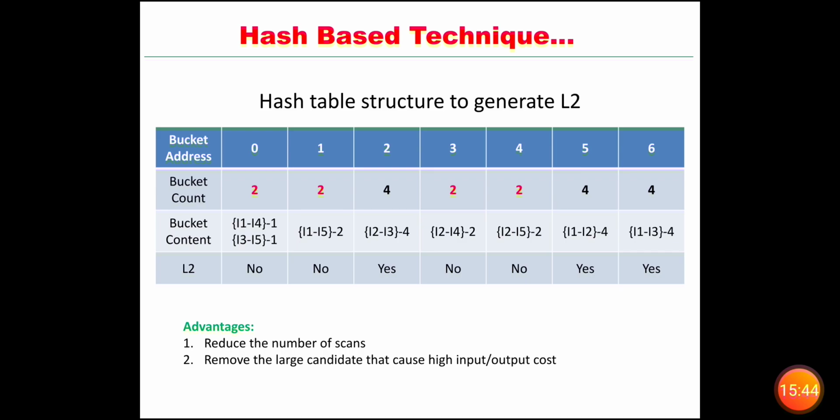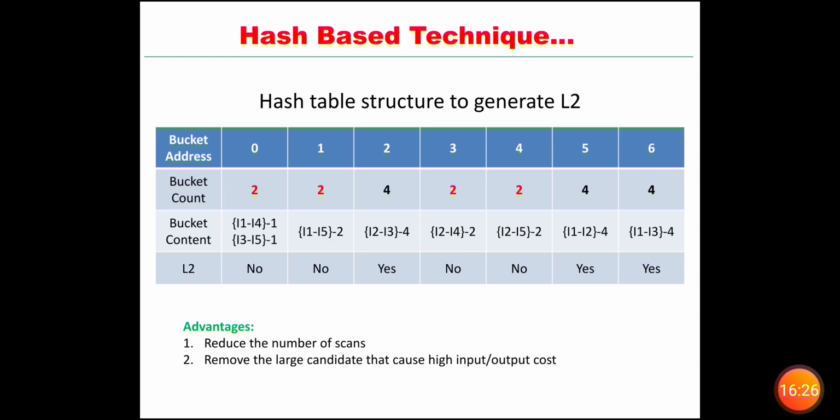So the final table is bucket addresses 2, 5 and 6. The removed buckets were 0, 1, 3, 4, identified in red color. Why? Because these values are less than the minimum support. The minimum support is, as we already assumed, 3. So these values will be removed. We have taken only buckets 2, 5, 6. That's the final. So based on this, the L2 we have represented over here.